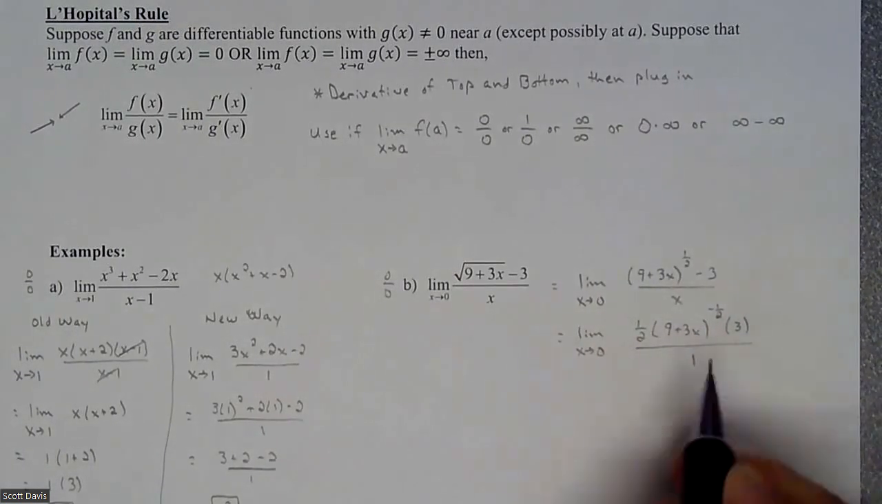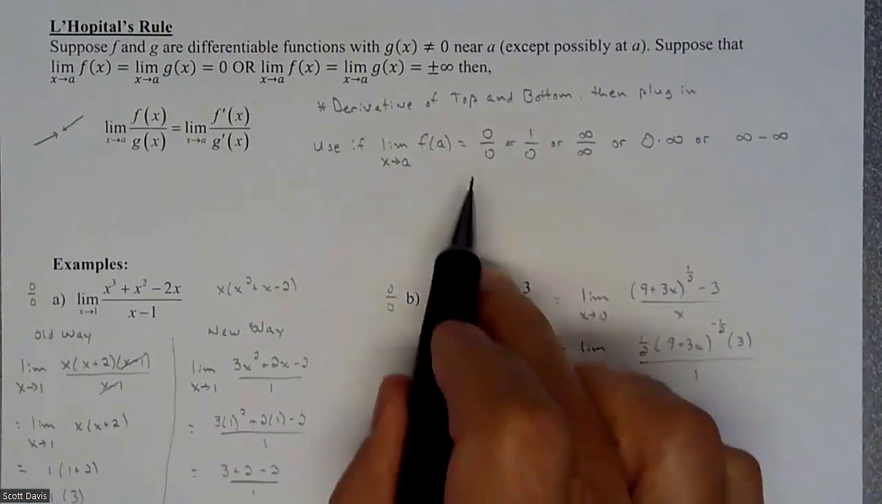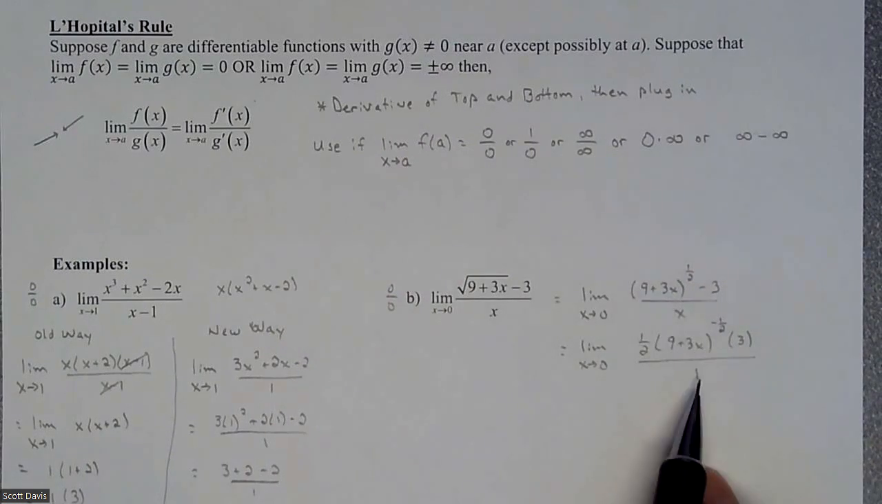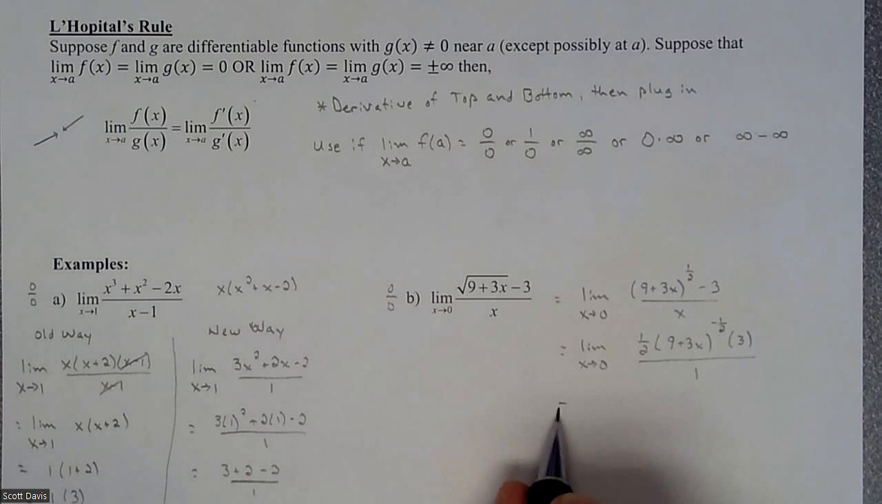All right, so if I plug in 0, I don't know what it is yet, but I know I'm not going to get a 0 in the denominator. So I am done doing L'Hopital's rule. Now I can plug it in and actually find out what my limit is going to be.